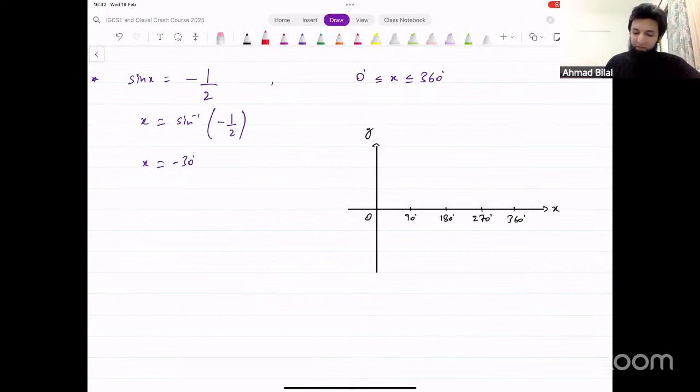Okay, so we mark values at an interval of 90 degrees. Now, what does the sine graph look like? We've got 1 here, we've got minus 1 here. It starts from 0. It goes to 90. It goes to 1 at 90, and then back to 0, and then minus 1, and then 0. So you can draw a quick sketch like this. It looks something like this. This is what the sine graph looks like.